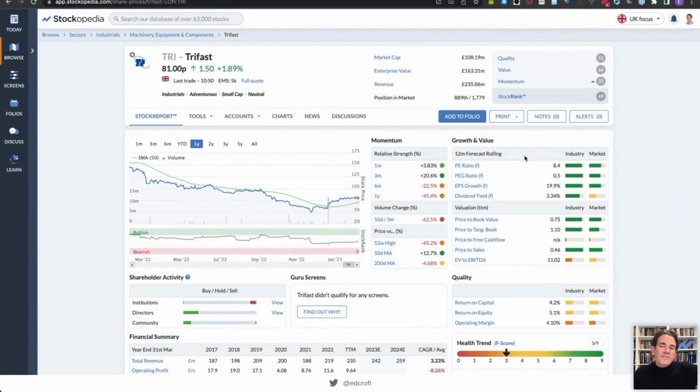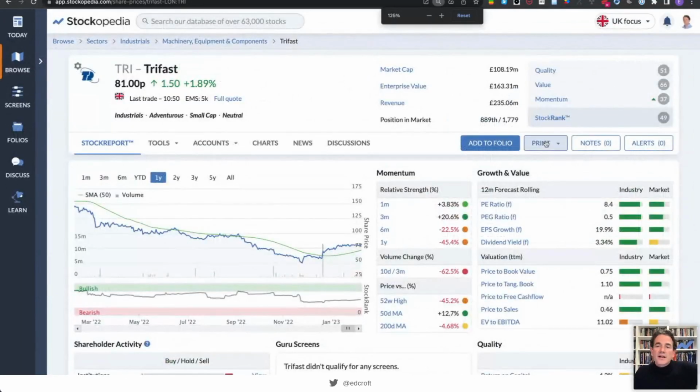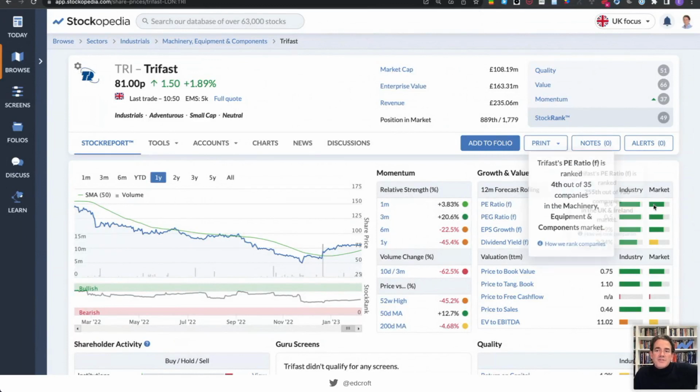Now, if I'm a growth investor, the first thing I do is look at, I'm just going to zoom in a bit so you can see. Okay, hopefully you can see that okay. The P/E ratio here, I want that to be lower than the growth rate, okay? Now, that's a P/E ratio of 8.4. So this is actually a very cheap stock. It's very cheap against the industry and the market.